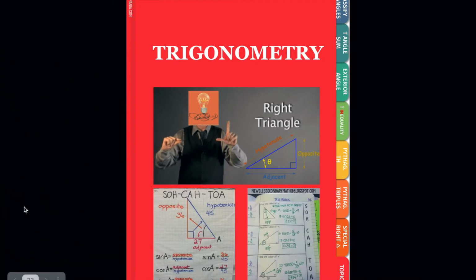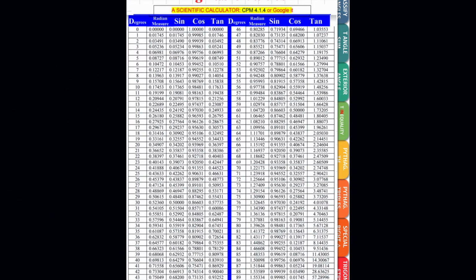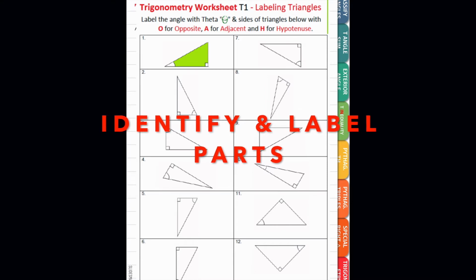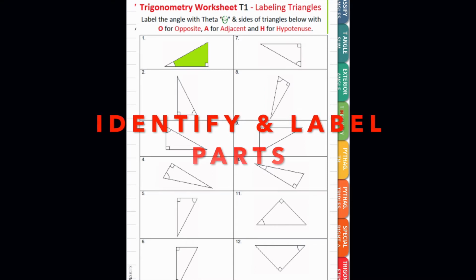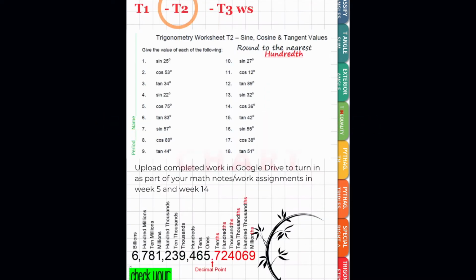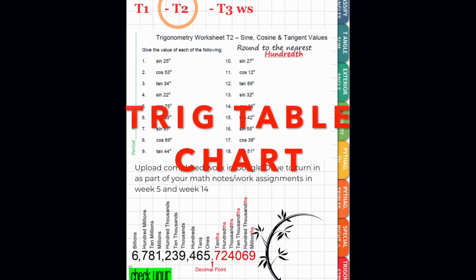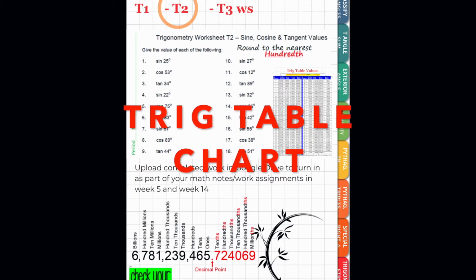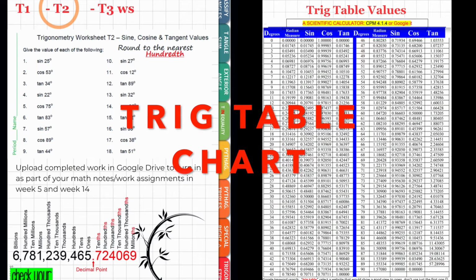This is the cover for your trigonometry unit. You see the trig table values. We will learn to read this chart. This is T number 1, where we are labeling parts and the theta angles. T2, where you are looking up the trig tables. And remember, you can also use the scientific calculator or the online scientific calculator to look up these values. But first, we want you to use the chart.